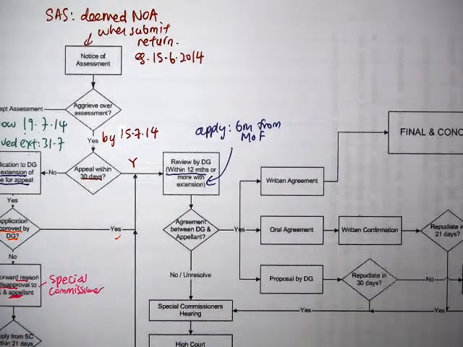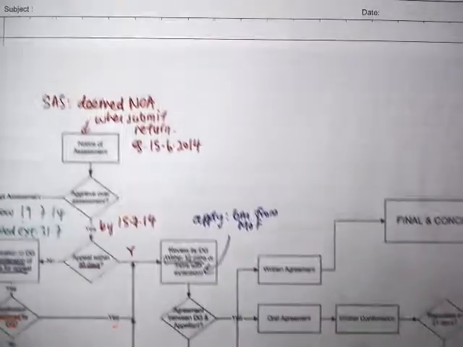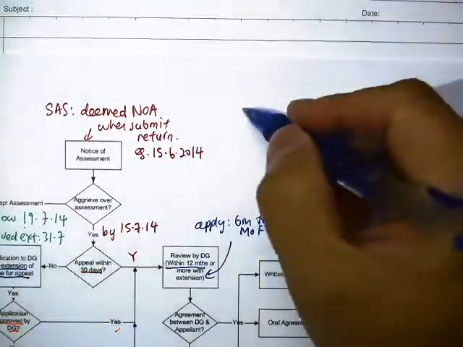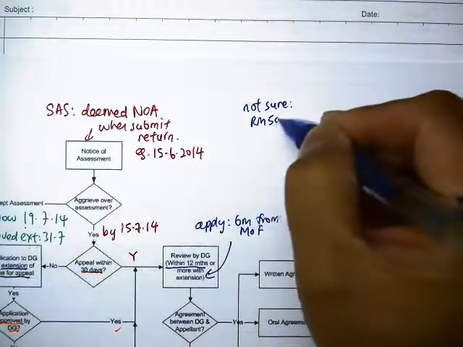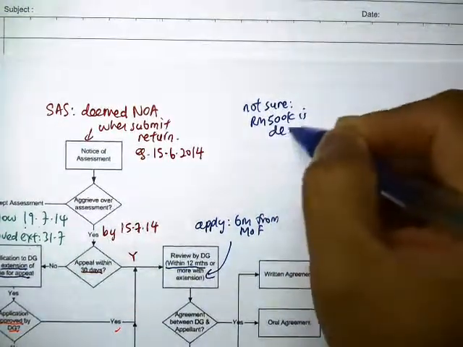Okay. Now, why is there an appeal when we come to the self-assessment system? For example, let's say you are not sure. You are not sure if this 500,000 is deductible.